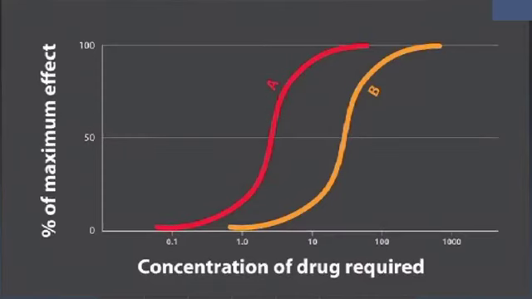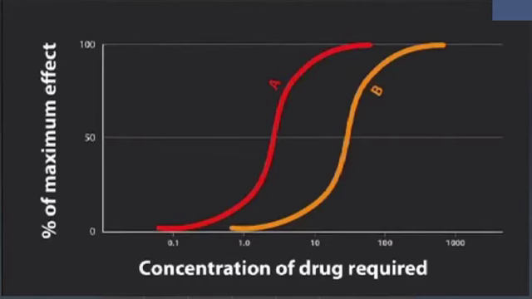So EC50 is an amount. It's a dose of a drug. It's a concentration of drug. You see that the x-axis is the concentration of the drug required, and the y-axis is the percentage of the maximum effect. So we see 2 drugs, drug A and drug B, and they have the same maximum effect. They both lower the blood pressure by the same amount. Maybe that amount is 20 points, 20 millimeters mercury. But the 2 drugs require a different amount of the drug in order to achieve that effect. They have different potencies.